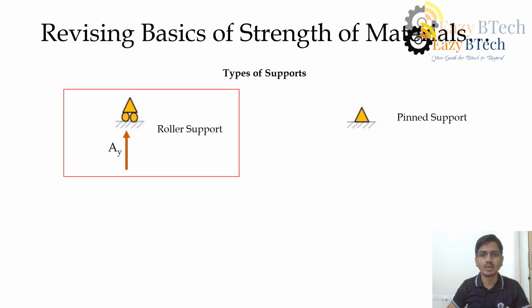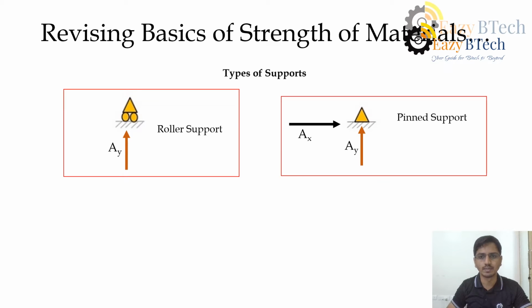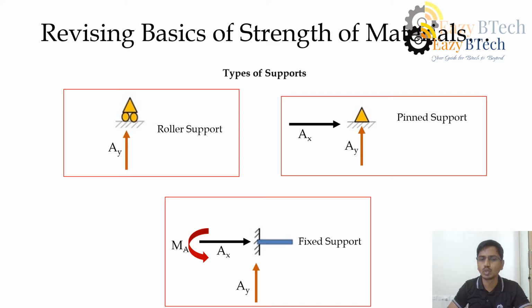Second one is pinned support. This pinned support will prevent movement in horizontal direction as well as vertical direction. So that causes two reactions, that is AX and AY. Then the third type of support which you would have seen is fixed support. This fixed support will prevent movement in all the directions as well as rotation. So it causes three reactions: AX, AY, and MA. And the reaction which prevents the rotation is known as moment. So these are the types of supports.